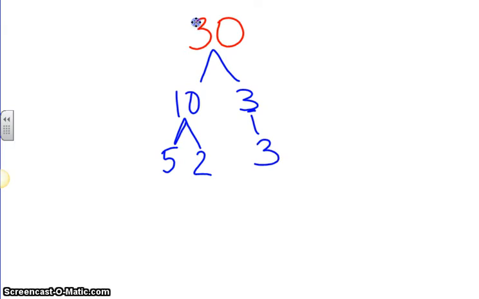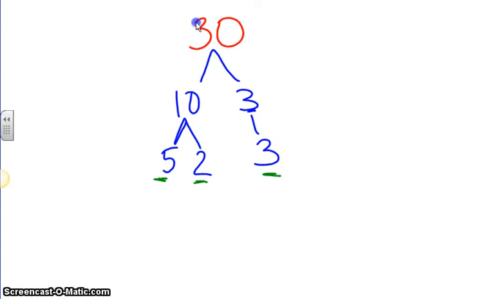Another name for prime factorization is factor trees, and the reason is because when you finish making this, it ends up looking like a tree. So we see we can't break down 5 anymore, we can't break down 2 anymore, and we can't break down 3 anymore. So those are all the prime factors that multiply to get 30.